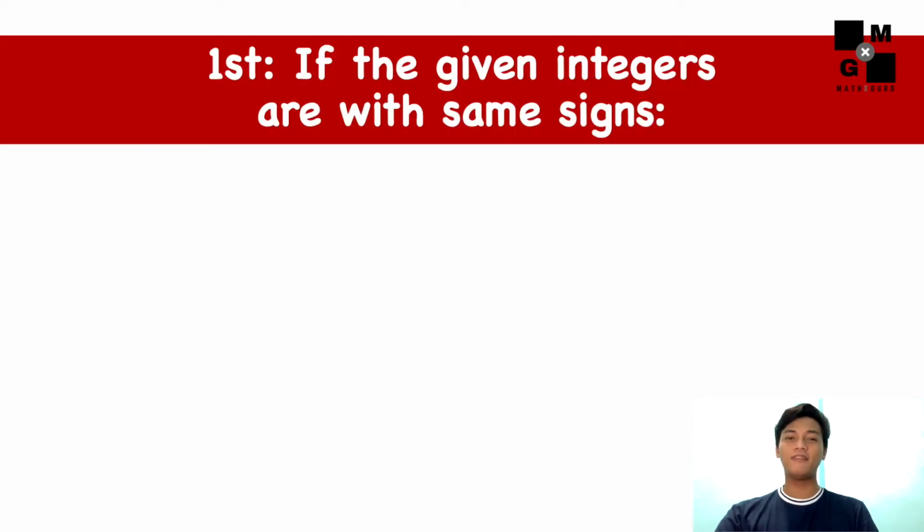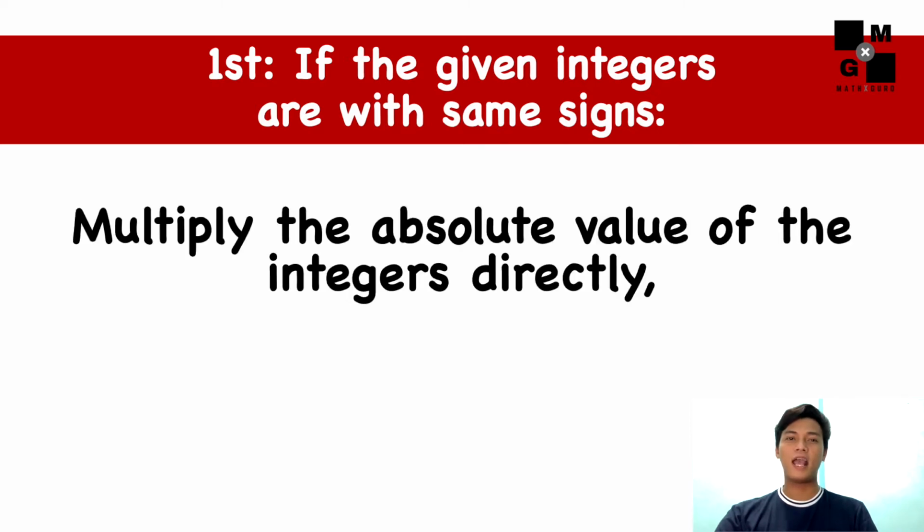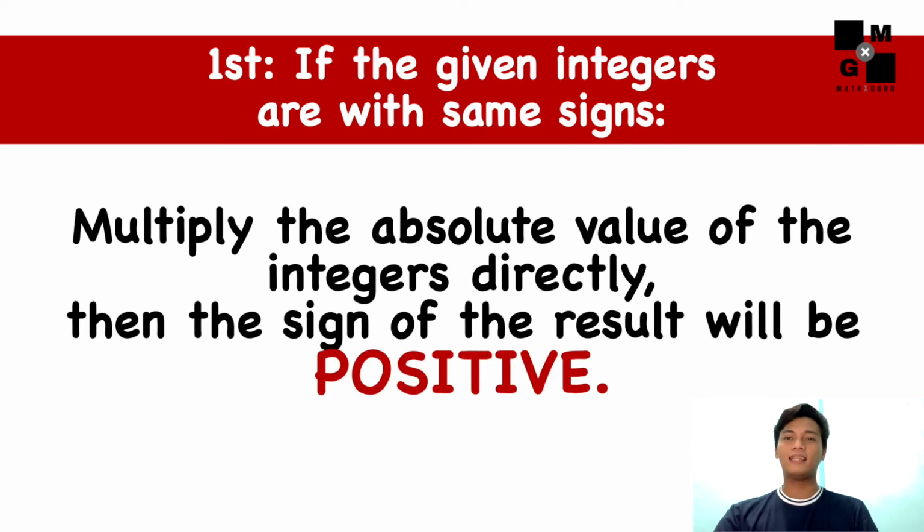First, if the given integers are with same signs, multiply the absolute value of the integers directly, then the sign of the result will be positive.